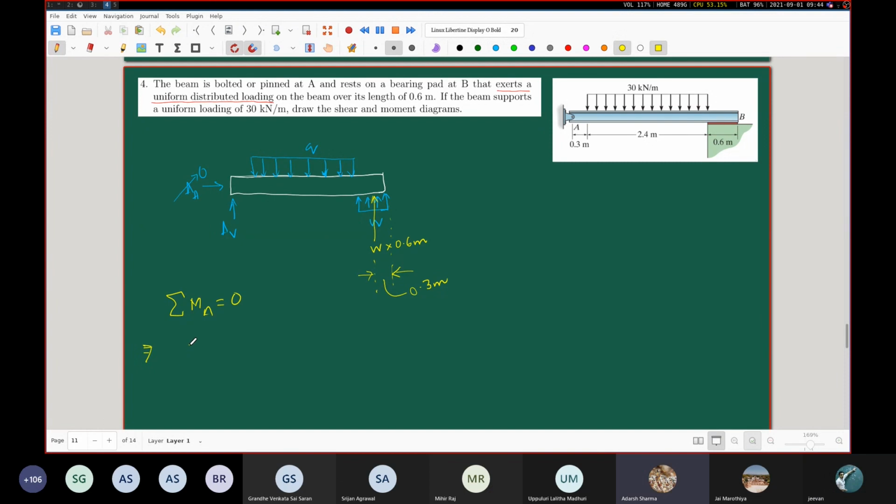W into 2.7 into 0.6. Tell me, due to this 30 kilonewton per meter starting from that, so it should be 30 kilonewton. 30 kilonewton into 1.5. No, do it 2.4 into 2.4 into 1.5. It will be 1.2 plus 0.3.